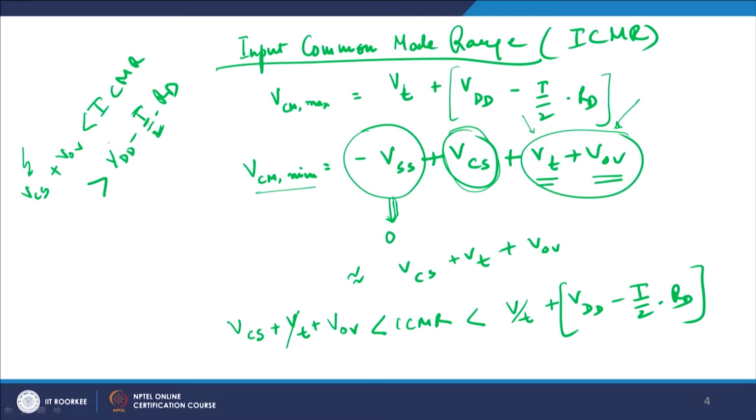VCS is almost fixed, because assuming that it is an ideal drain current, it is an ideal current source, obviously the voltage across the current source will always remain fixed, and if you add V overdrive you get ICMR. So, ICMR is always greater than V overdrive in all respects.